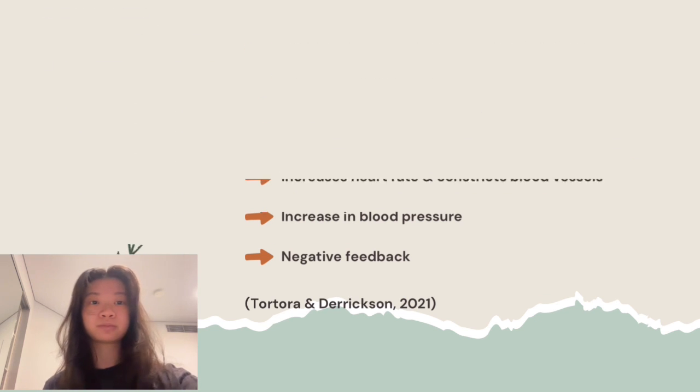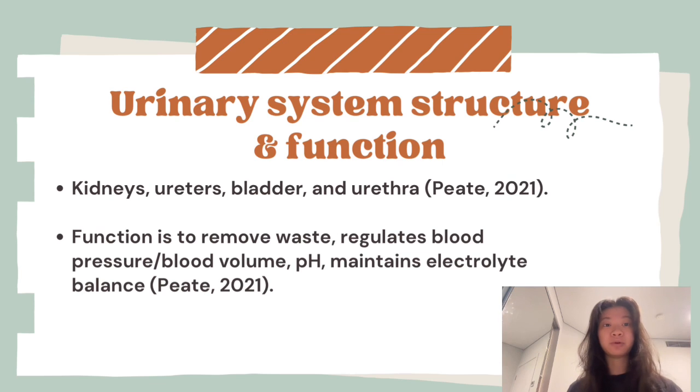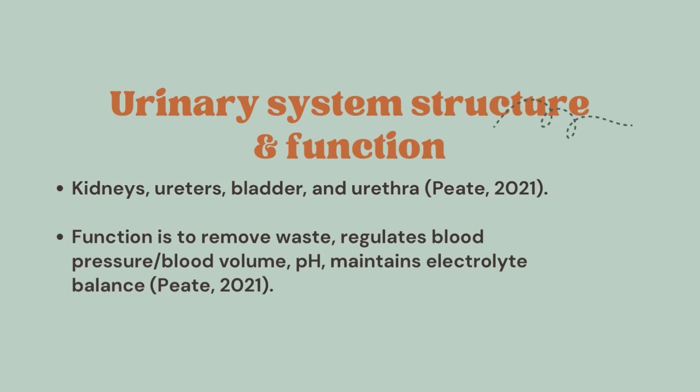So the urinary system is made up of four organs, which are the kidneys, ureters, bladder, and urethra. The function is to remove waste, regulate blood pressure, blood volume, regulate the pH, and maintain electrolyte balance. The kidneys filter blood, remove waste, produce urine, and secrete renin to help control blood pressure. The ureters are two tubes that carry urine from the kidneys to the bladder using peristaltic contractions. The urinary bladder is a muscular sac that temporarily stores urine before it gets excreted through the urethra. The urethra is the tube that carries urine from the bladder out of the body.